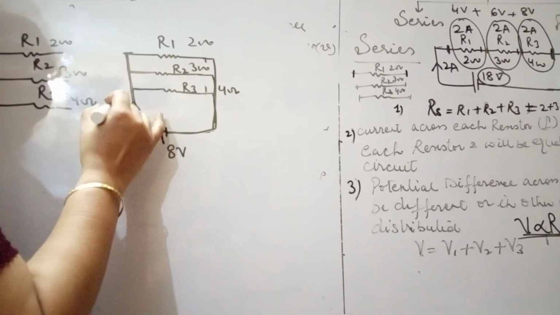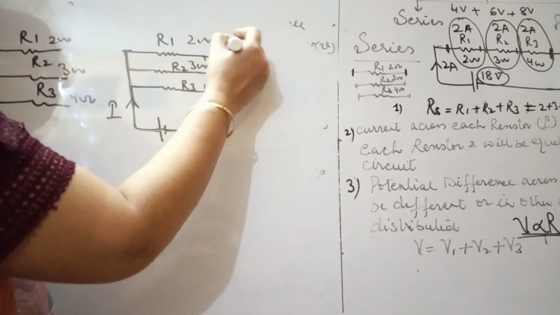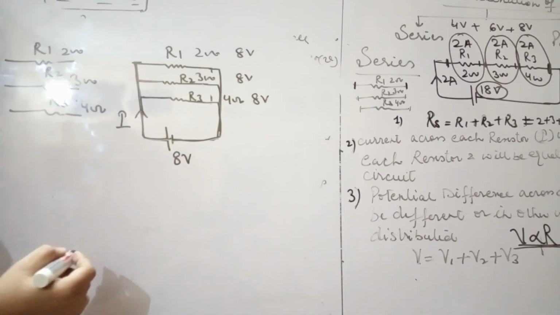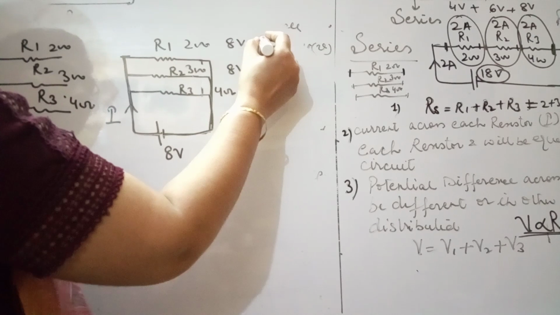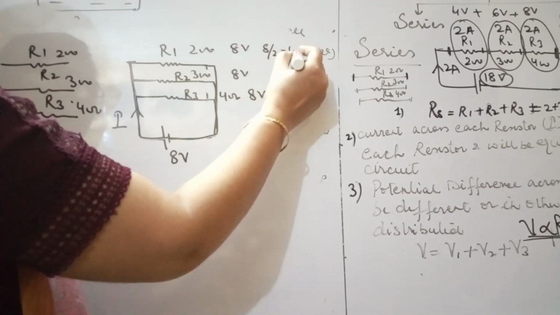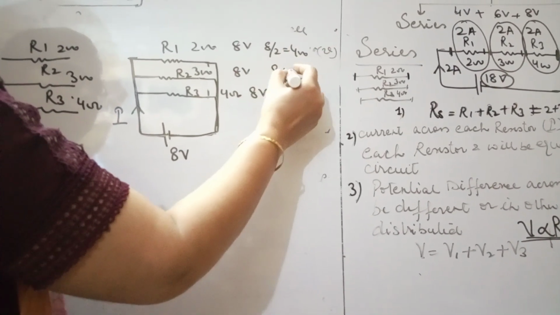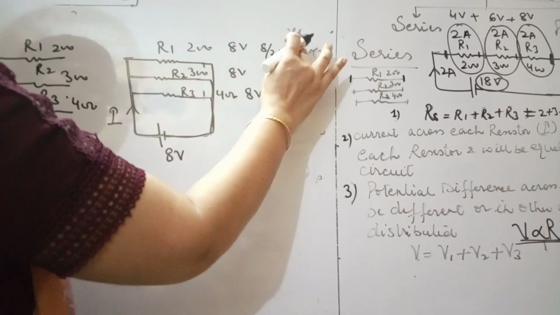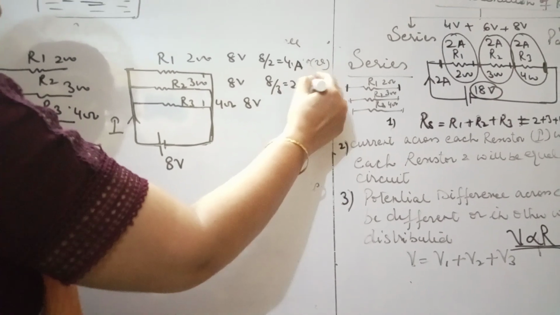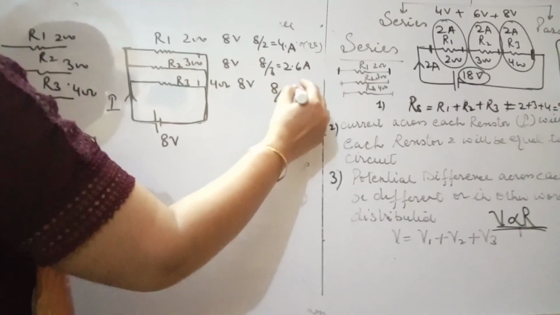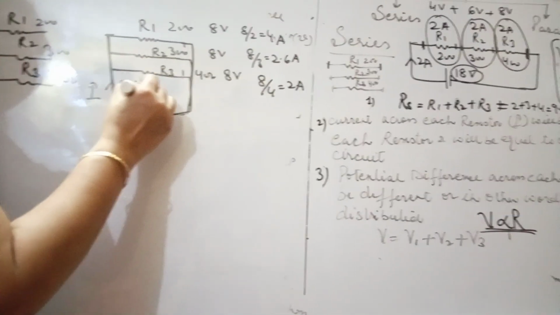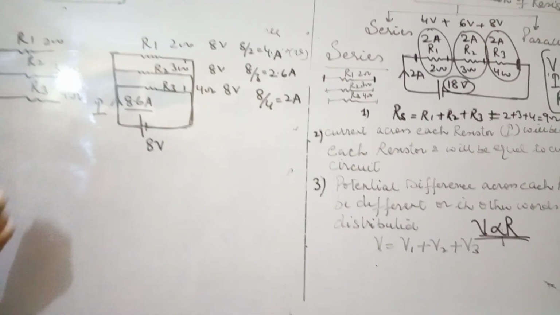Okay, here I will be distributed. Voltage will be same across each. Remember that in parallel voltage is same but current is different. So what is the value of current? 8 upon 2, that is 4 ampere. 8 upon 3, that is 2.6 ampere. 8 upon 4, that is 2 ampere. So your 8.6 ampere current will be distributed in all these three.